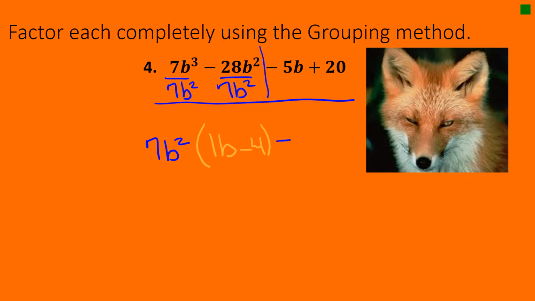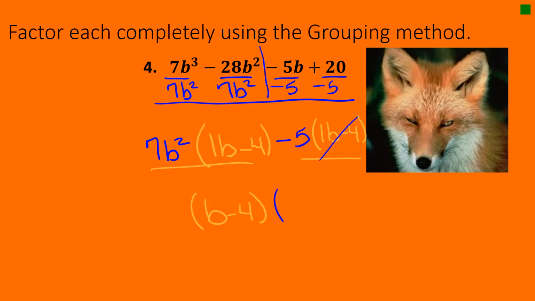This is negative, so I have to take out a negative. 5 is also prime, but it goes into 20, so we take out negative 5. And what do we have left? Negative 5 divided by negative 5 is 1 with a b. 20 divided by negative 5 is negative 4. What do these two have in common? B minus 4. Remember, you don't need that 1. It's okay if you put it there. Factor that out. What do you have left over?